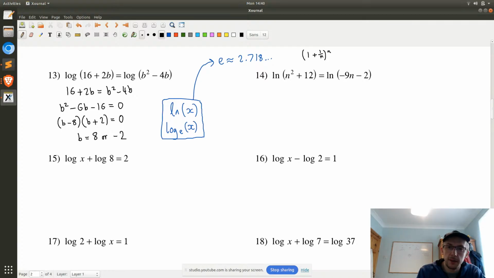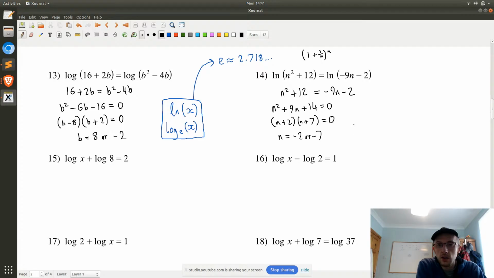Anyway, e to the power of both sides. That's how you do it. So you remove the logarithms. So n squared plus 12 equals negative 9n, take 2. Move that over, so n squared plus 9n plus 14 equals 0. So n plus 2 times n plus 7 equals 0. So n is equal to negative 2 or negative 7. Make sure it makes sense. Stick in negative 2. Totally fine. Stick in negative 7. Totally fine.